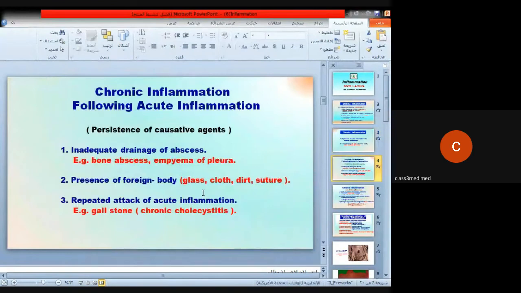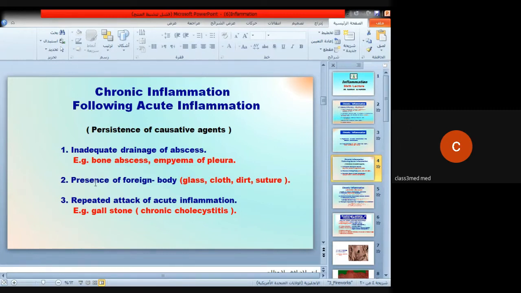Chronic inflammation, as we mentioned, may follow acute inflammation due to persistence of the causative agents. Example, how does the causative agent persist? Inadequate drainage of an abscess, as we said. For example, a bone abscess or empyema of the gallbladder. With inadequate drainage, the remaining pus will turn chronic.